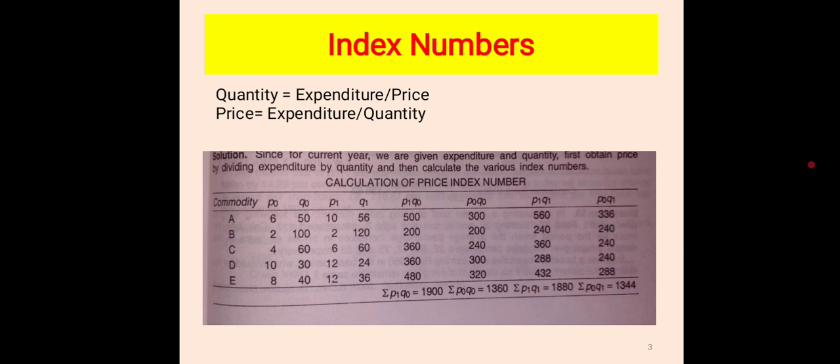So the summation of P1Q0 is equal to 1900, and the summation of P0Q0 is equal to 1360. The summation of P1Q1 is equal to 1880. Next, the summation of P0Q1 is equal to 1344. So we have calculated the summation of P1Q0, P0Q0, P1Q1 and P0Q1.